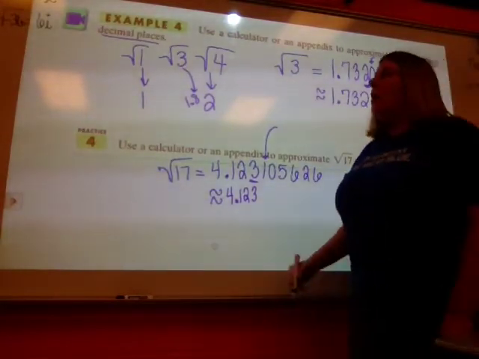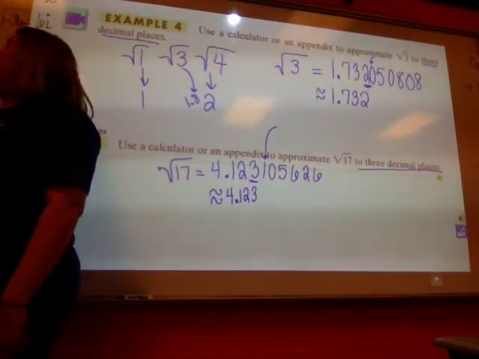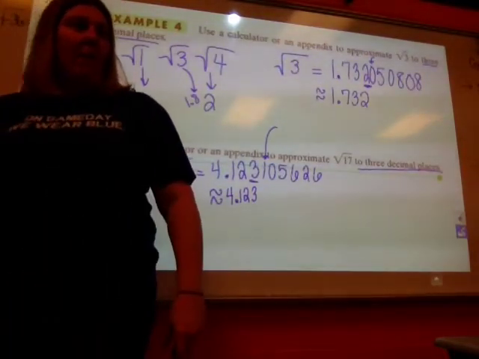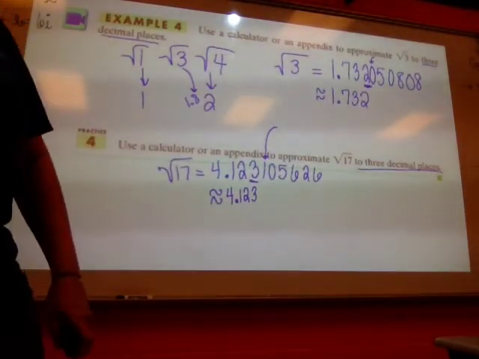And we knew that because the square root of 17 falls between the square root of 16 and the square root of 25. But it falls closer to 16, so it's going to be 4.1 something. Does that make sense? Yes or maybe? All right, perfect.